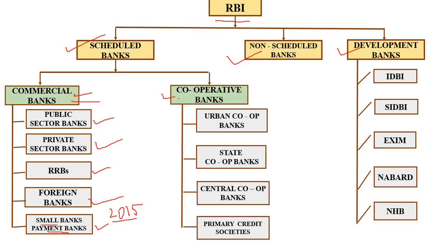Cooperative banks, under cooperative banks there is Urban Cooperative Bank, State Cooperative Bank, Central Cooperative Bank and Primary Credit Society. Then there are development banks. Under development bank there is IDBI, SIDBI, Exim, NABARD and NHB. These are the development banks. So this is the structure of Indian banking system. We are going to see each structure in detail.